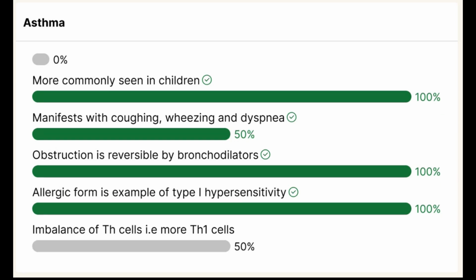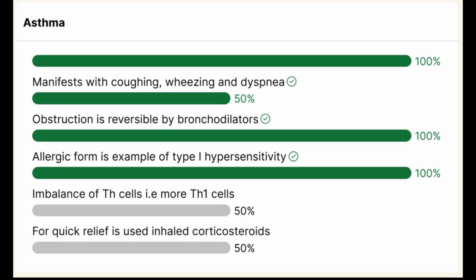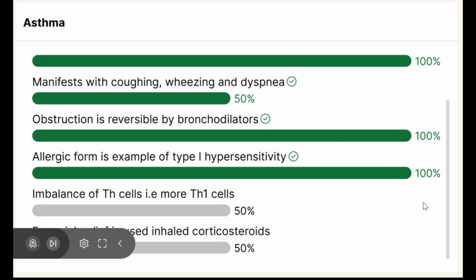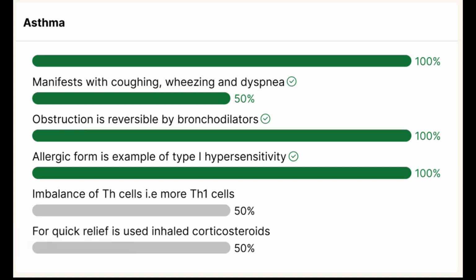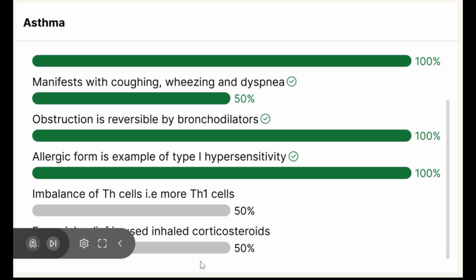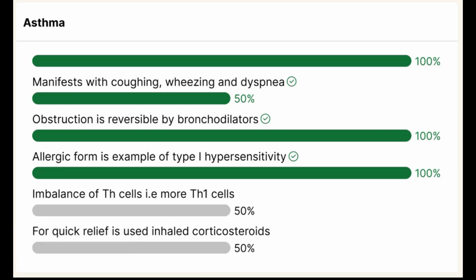And the last option for quick relief is use inhaled corticosteroids. No, for quick relief it is actually beta 2 agonists. Beta 2? Yeah, beta 2, I think. But basically, rapid acting bronchodilators, not inhaled corticosteroids. Those are rather used in the long term management of allergic asthma.